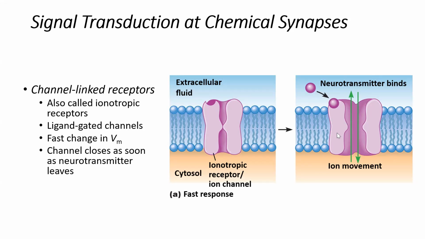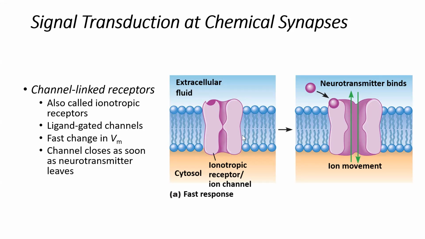And basically, we're going to have the closure of this channel when that neurotransmitter leaves or unbinds from that receptor, okay? So essentially, just to summarize here again, we've got the fast response associated with an ionotropic receptor, and an ionotropic receptor is synonymous with an ion channel, right? It's the same structure having two actions or 2 functions in this membrane.